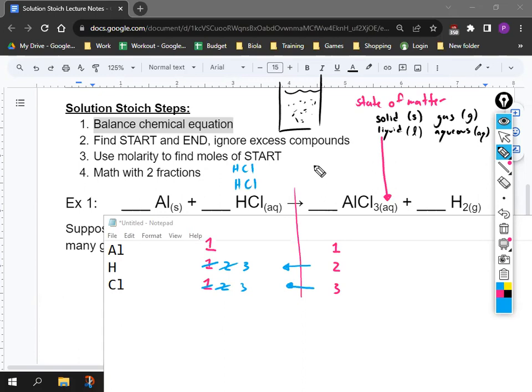All right, now you're going to see that the issue here is that we have fewer hydrogens on the right side now. So what we're going to do is add hydrogen to the right side, H2, which gets us to 4.